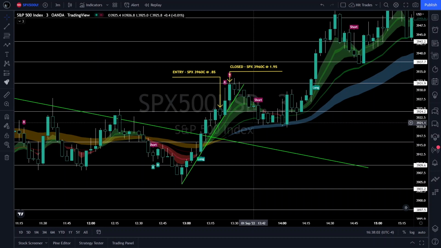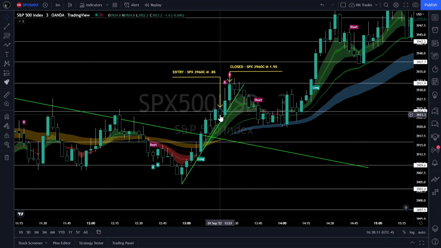I want everyone to succeed. So again, I bought 10 calls, 10 contracts at 0.85, and I ended up closing at 1.95, which is 130% in profit, which is beautiful. That's amazing. This took me 5 minutes. A 7-point move, a move from 39.24 to 39.31 is 130%.